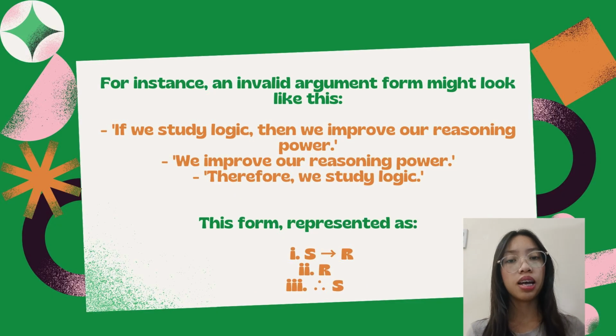Content isn't part of the analysis of validity. Instead, validity depends on the logical form. For instance, an invalid argument form might look like this. The compound statement, if we study logic, then we improve our reasoning power. And the simple statements, we improve our reasoning power, and therefore we study logic. So this form will be represented like so, which becomes invalid because it assumes the outcome guarantees the initial condition. This error is called the fallacy of affirming the consequent.